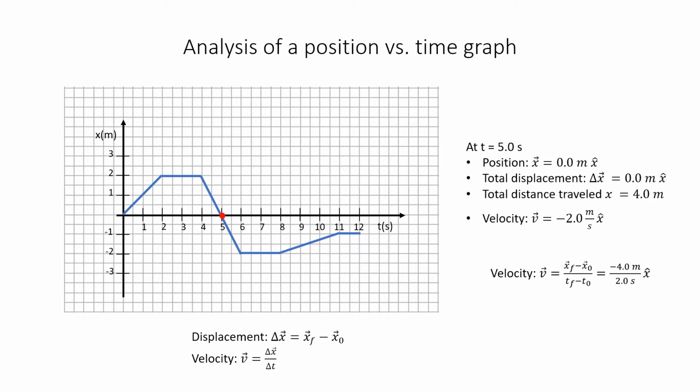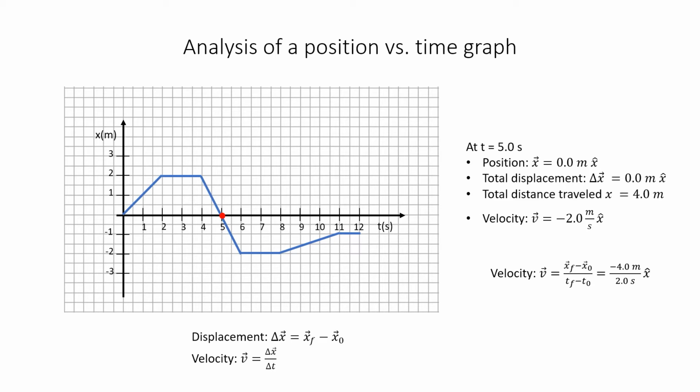At 5 seconds, you can see our red dot has moved back to the t-axis. That means that the position is 0 meters. And the total displacement is also 0 meters, but the total distance traveled here is 4 meters. We've actually gone 2 meters away from the origin and then 2 meters back, so that total distance traveled is 4 meters, even though the total displacement is 0. The displacement started at where x equals 0, ended at where x equals 0, so the total displacement is 0.